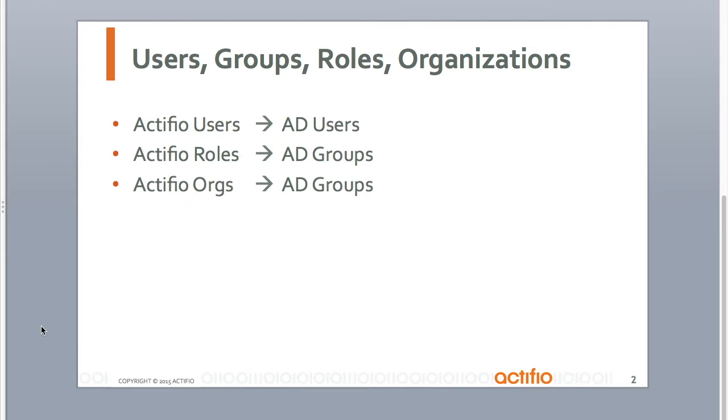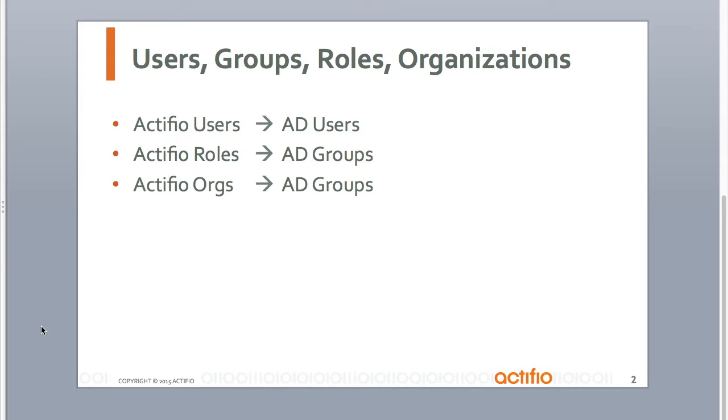First up, we need to understand some terminology. In Actifio, we have three terms which we use to describe role-based access control: users, roles, and organizations. Even without Active Directory, we can use these to control who can log in, what rights the logged-in user has, in other words, what can they do, and what can they access. So the role determines their rights and the organization determines their access.